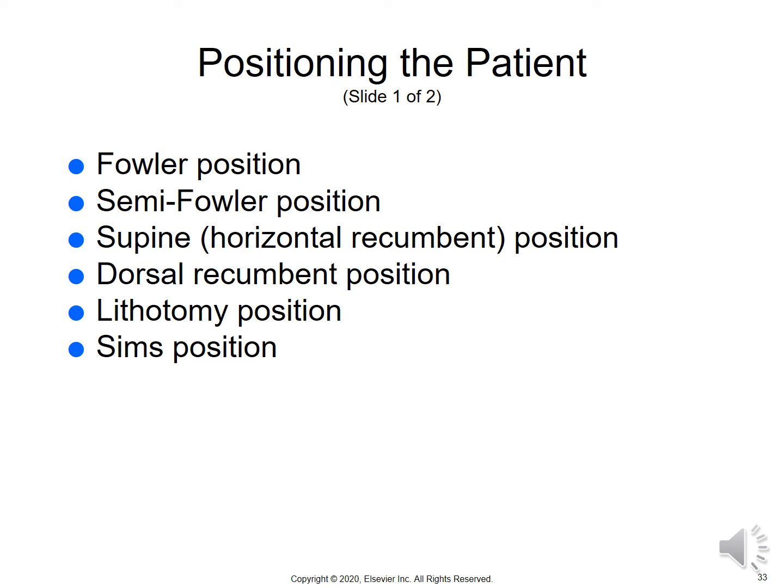The Sims position is sometimes called the left lateral position. The patient is placed on the left side. The left arm and shoulder are drawn back behind the body so the body's weight is predominantly on the chest. The right arm is flexed upward for support. The left leg is slightly flexed and the buttocks are pulled to the edge of the table.